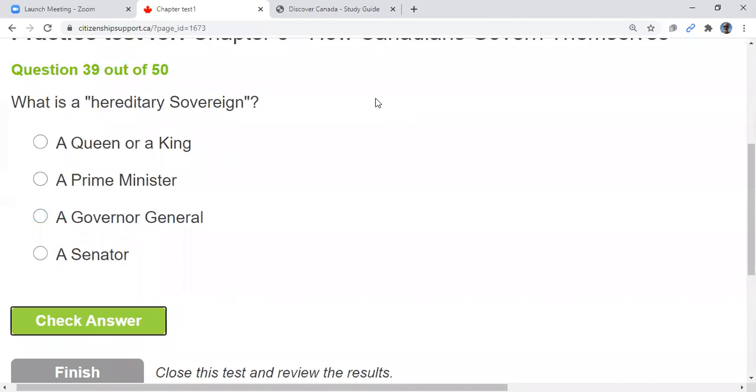And then Zaniba, what's this one? What is hereditary suffrage? Queen or king? Prime minister? Oh, this is harder than before. Another one. Okay, this one here, hereditary. That question is the one.